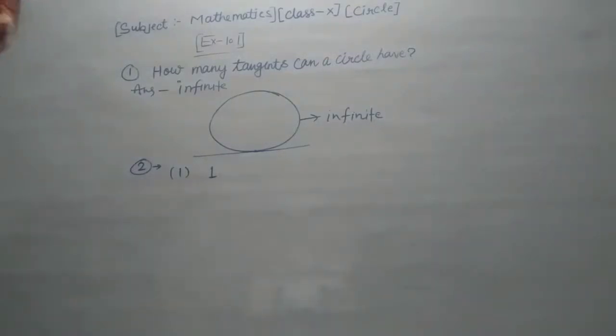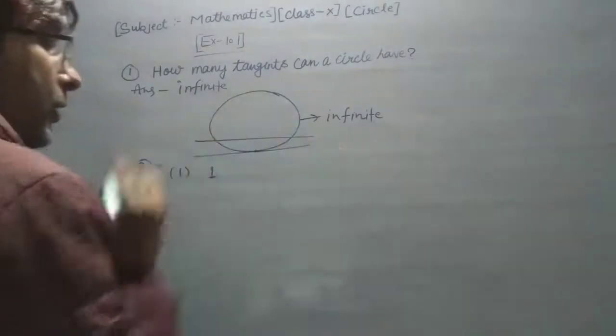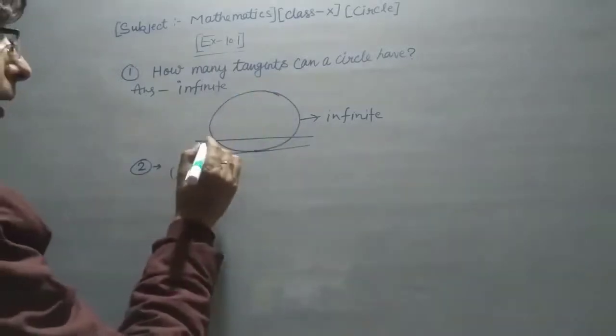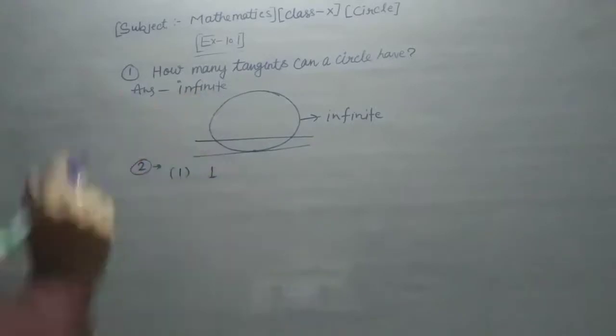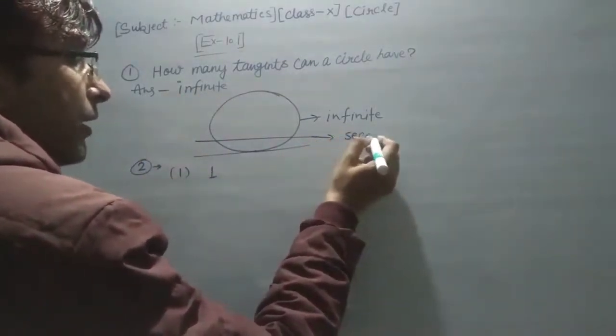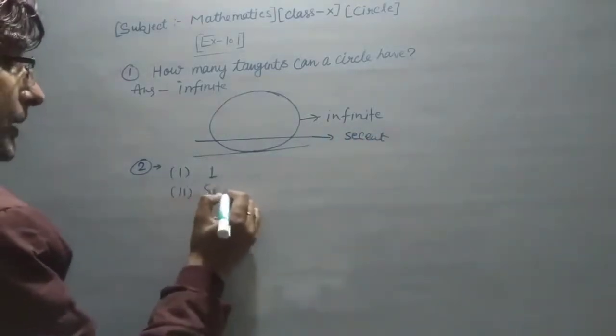Now the second is a line intersecting a circle in two points. So do you know what we have to say? A line intersecting the circle at two points. When a line intersects the circle at two points, this is your first point, this is your second point, what do we call this line? This line is known as a secant. So the next answer of that fill in the blank is a secant.